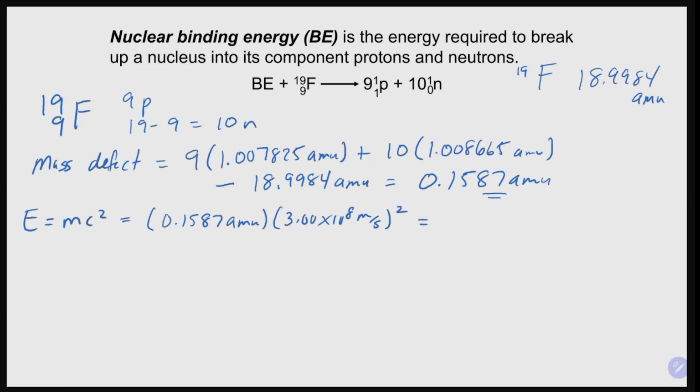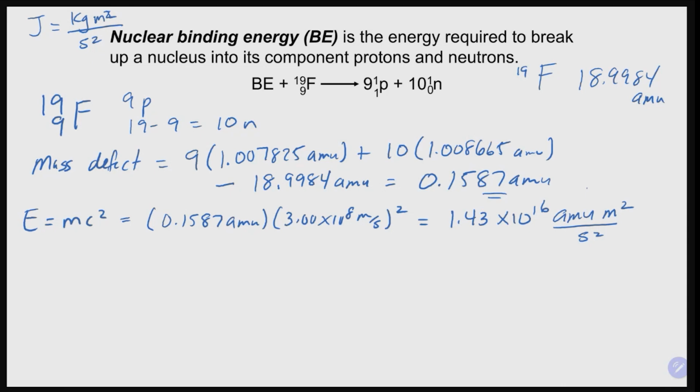And if we do that, we will end up with 1.43 times 10 to the 16. My units here are actually AMU per meter squared divided by second squared. One relationship that you might remember is a joule is equal to a kilogram times a meter squared divided by second squared. So that is the same thing as a joule.